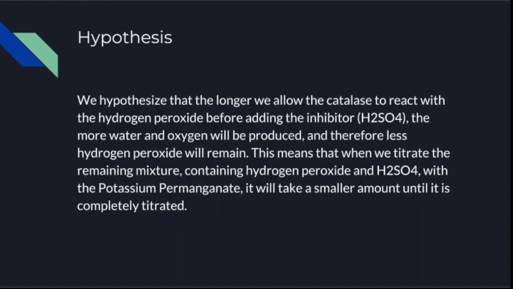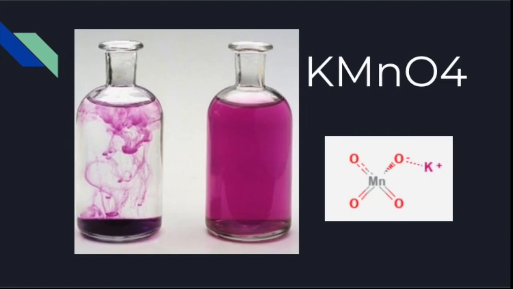We hypothesized that the longer we allow the catalase to react with the hydrogen peroxide before adding the inhibitor, H2SO4, the more water and oxygen will be produced, and therefore less hydrogen peroxide will remain. This means that when we titrate the remaining mixture containing hydrogen peroxide and H2SO4 with the potassium permanganate, it will take a smaller amount until it is completely titrated.